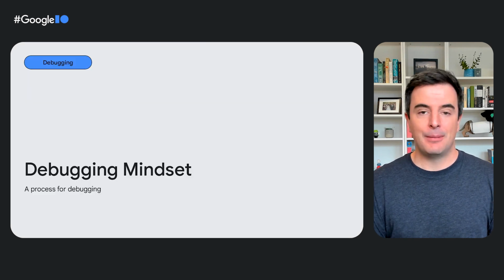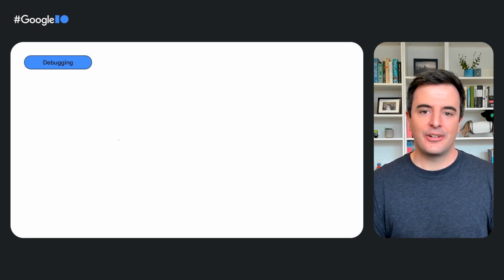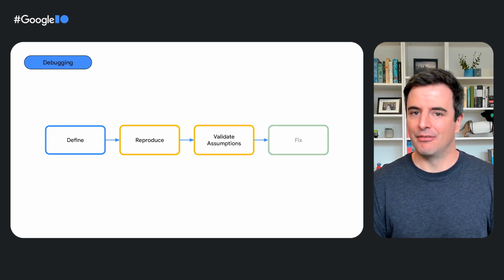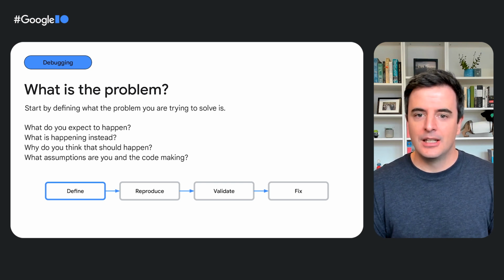When debugging, it pays to have a set process you go through. This generally follows the pattern of define, reproduce, test, and fix. First, we want to define what the problem actually is. What do you expect to happen? What is happening instead? Why do you think that should happen? And what assumptions are you and the code making?